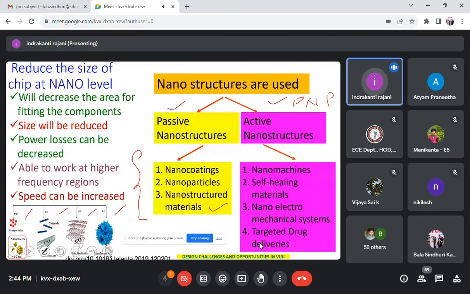So coming to the active nanostructures, these active nanostructures, you will have the nano machines, self-healing materials, nano electromechanical systems, targeted drug delivery. So in these active nanosystems, the systems or the devices come into the picture, and here the materials come into the picture. So here we are talking about the nano electromechanical systems, which is nothing but NEMS.